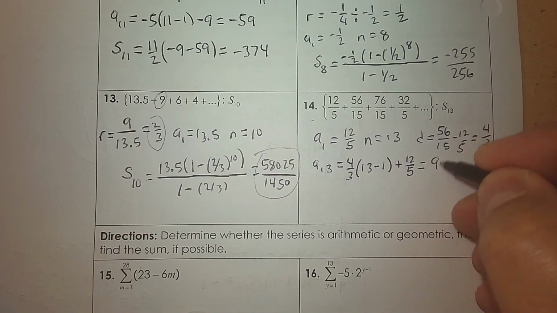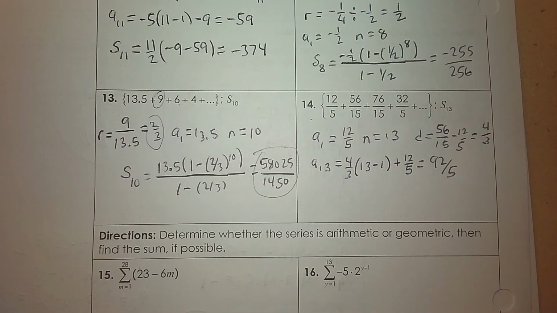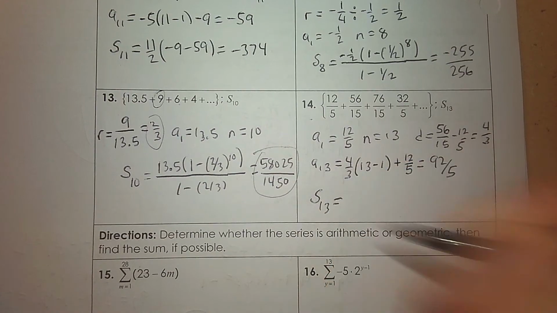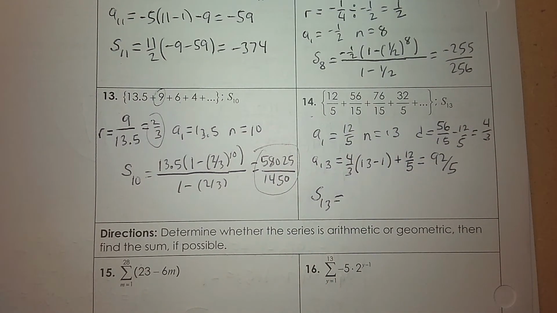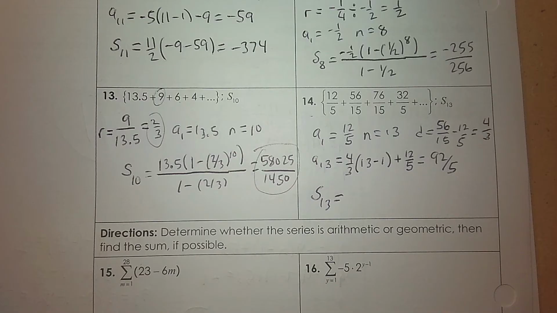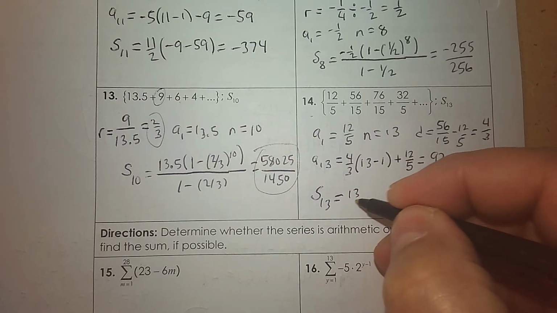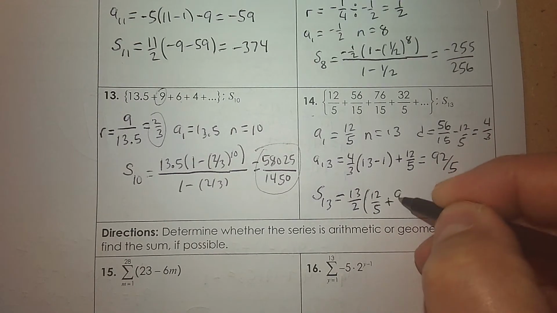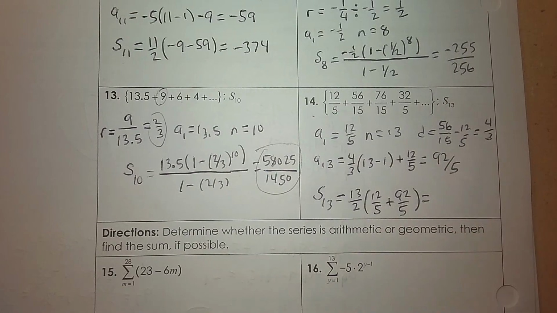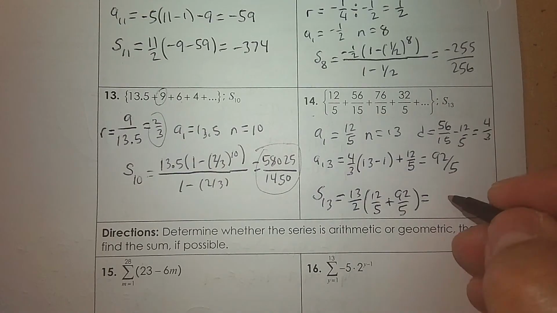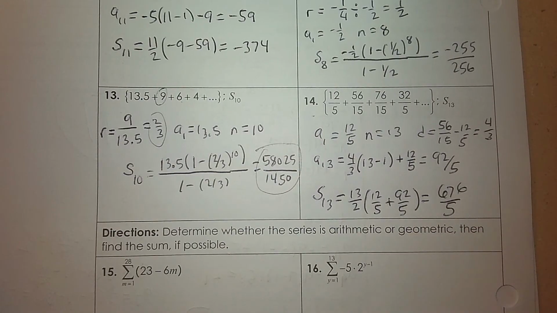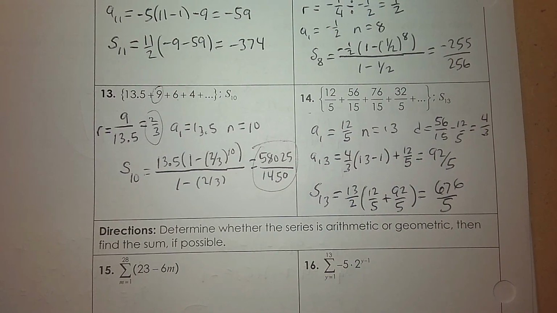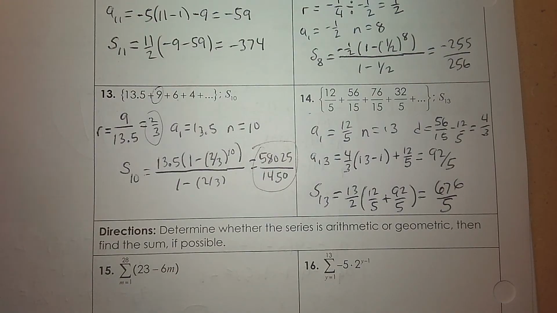92 over 5, right. So now we can set it up. So if I want to add this up, what's the formula to add up an arithmetic series? 13 over 2, parentheses, 12 over 5 plus 92 over 5. All right, put it in your calculator, and then tell me the answer. 696 over 5. Perfect. So obviously it's tedious to have fractions, but be patient with yourself as you type it in. All right, let's move on to sigma, sum notation.